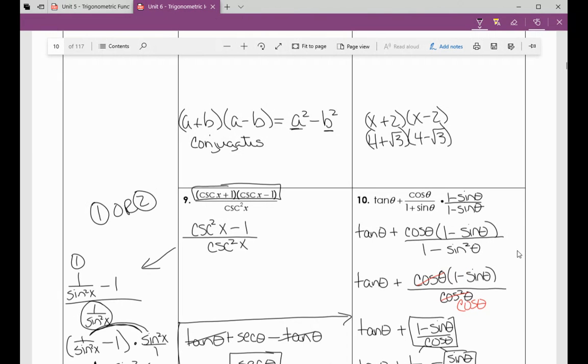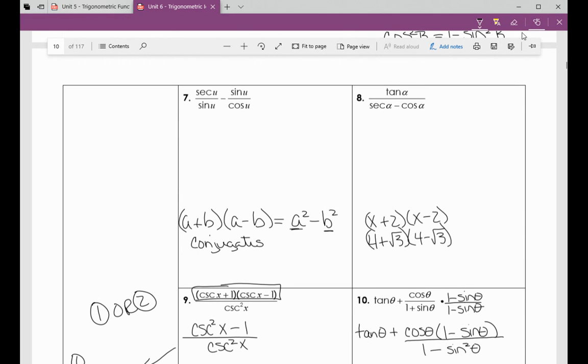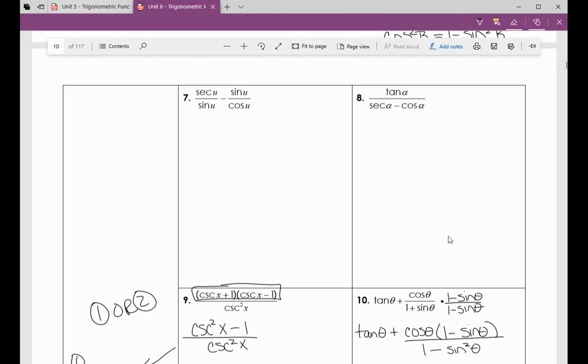Okay. Now, we probably have time for one more. Do you want to do number 7 or do you want to do number 8? Number 8. Number 8. Why do you think I'm suggesting we do number 8? What kind of denominator does it have? Conjugate. Okay.